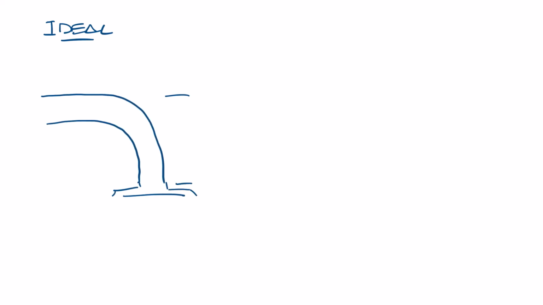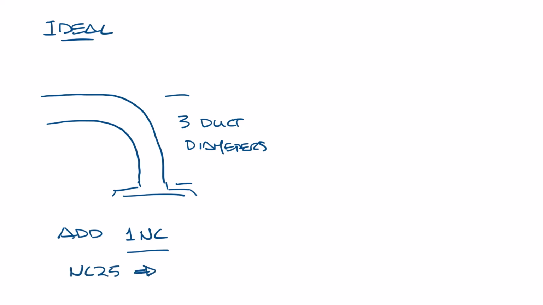An ideal installation would have 3 equivalent duct diameters going into the inlet with a soft 90-degree radius of flex duct. Even in this installation, you would add 1 NC over catalog data. So our NC25 diffuser would be NC26 now. And this is also not really that feasible unless you have a very small inlet size.